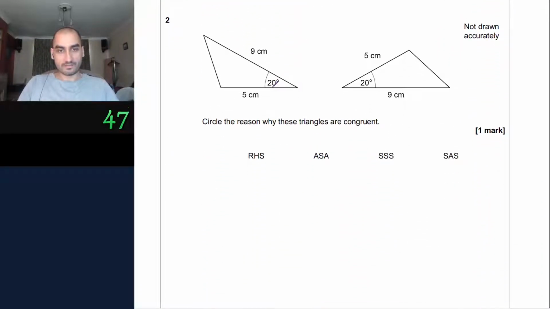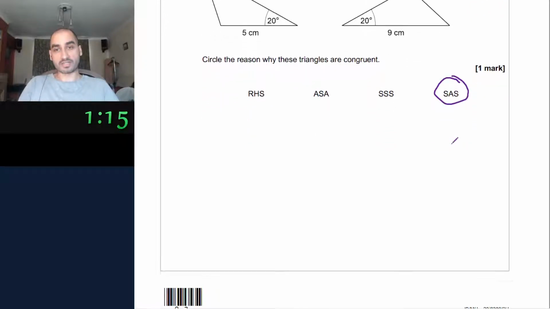Circle the reason why these triangles are congruent. Oh, it's congruency rules. I don't remember these. Well, I guess it's SAS because it's side angle side. But I don't remember these rules. But at least they've listed them here, so if later on I need the rules, I can go back to this question to see them listed.